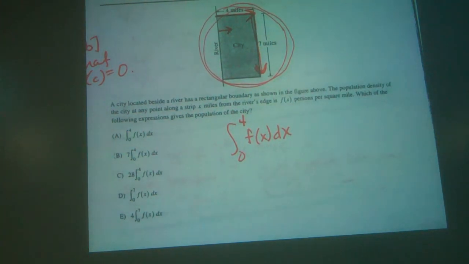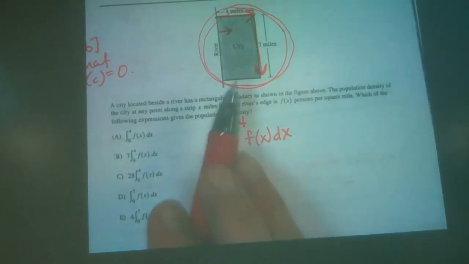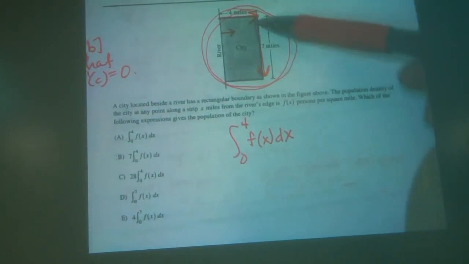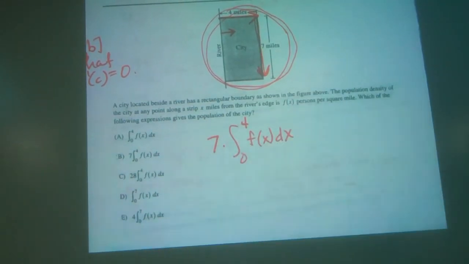So if we integrate to get the width, because the width can vary depending on how far you are from the river, but the length will always be 7. So we would do length times width.